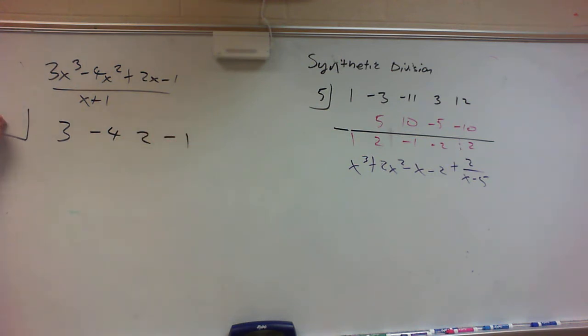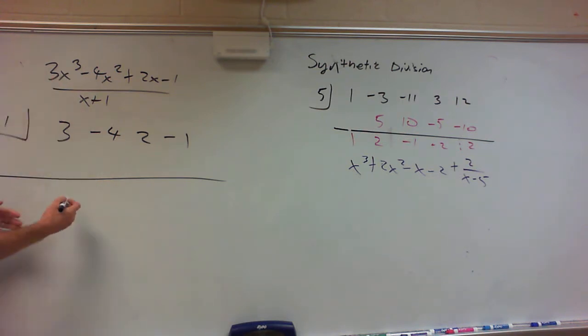What's going to go in the box? Negative 1. I said negative 1 first, right? Because we have to change the sign. It's already a positive 1, so it's negative 1. Yeah. Thank you. And we bring the 3 down.